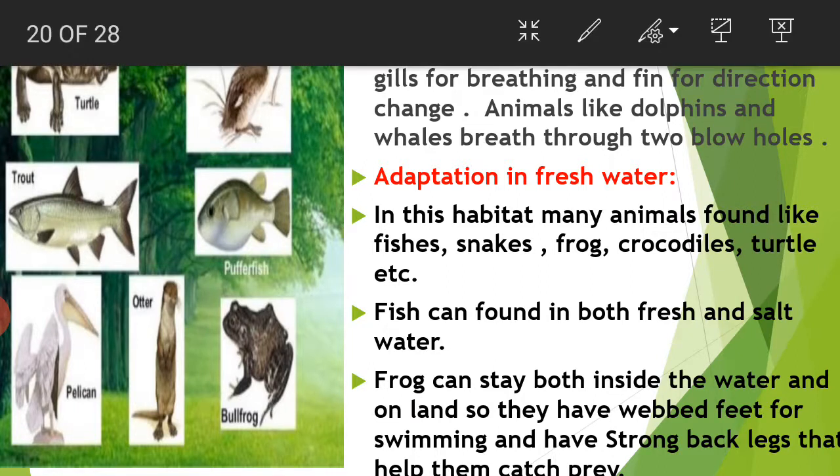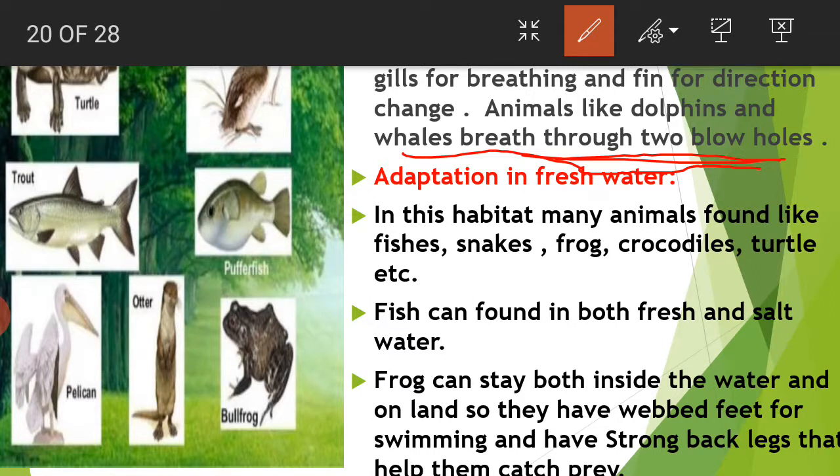Animals like dolphin and whale have two blowholes. Dolphins and whales have two holes for breathing. So all these characteristics help these animals to live in saline water.